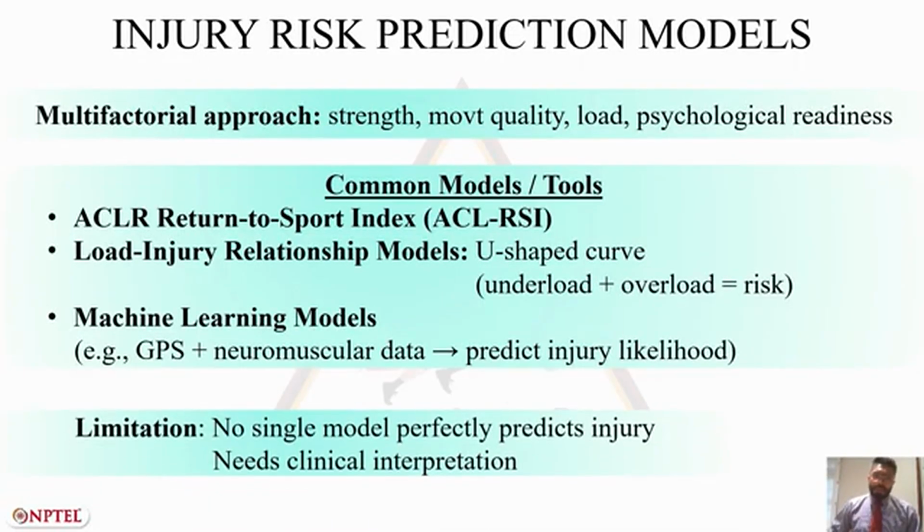Various machine learning models can be utilized to predict injury likelihood. The limitation of these models is that no single model can perfectly predict injury risk. So always a clinical interpretation is needed to correlate between all the parameters and findings.